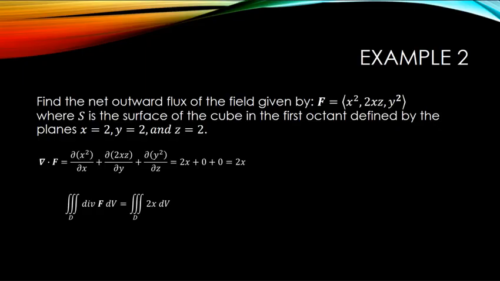Now I can compute the triple integral over D of the divergence of F dV. This is equal to the triple integral over D of 2x dV. The boundary in the first octant is from 0 to 2 in each of x, y, and z, which means that the limits of my triple integrals are from 0 to 2 of the integral from 0 to 2 of the integral from 0 to 2 of 2x dx dy dz. This is a straightforward integration problem, and I get 16 for the net outward flux on this particular field.